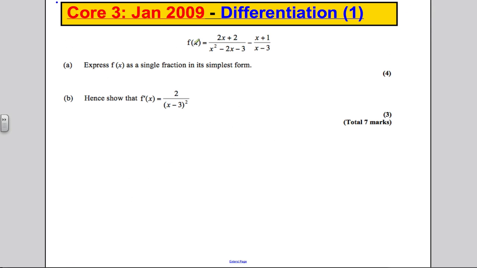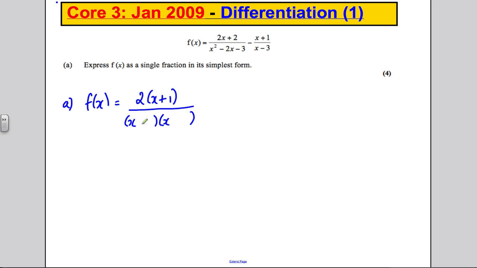Okay, next is a very similar question here. Express f of x as a fraction in its simplest form, hence differentiate. So let's have a go at part A. Again, factorising is the absolute key here. So f of x, can I factorise the top? Well, I could take a 2 out. That makes life a whole lot easier. Can I factorise the bottom?